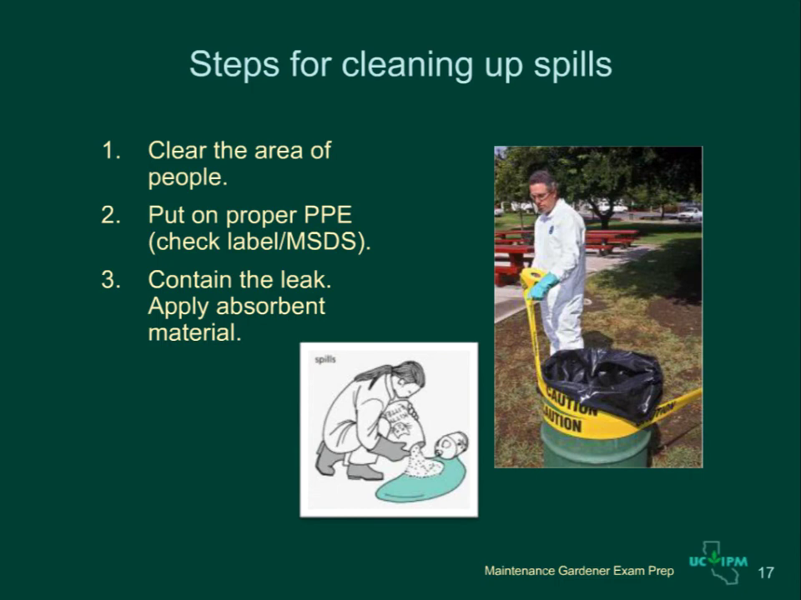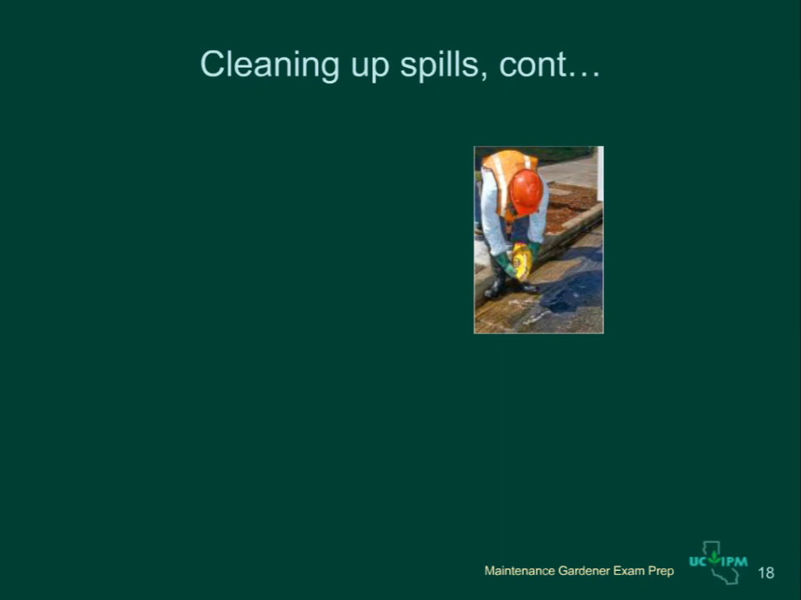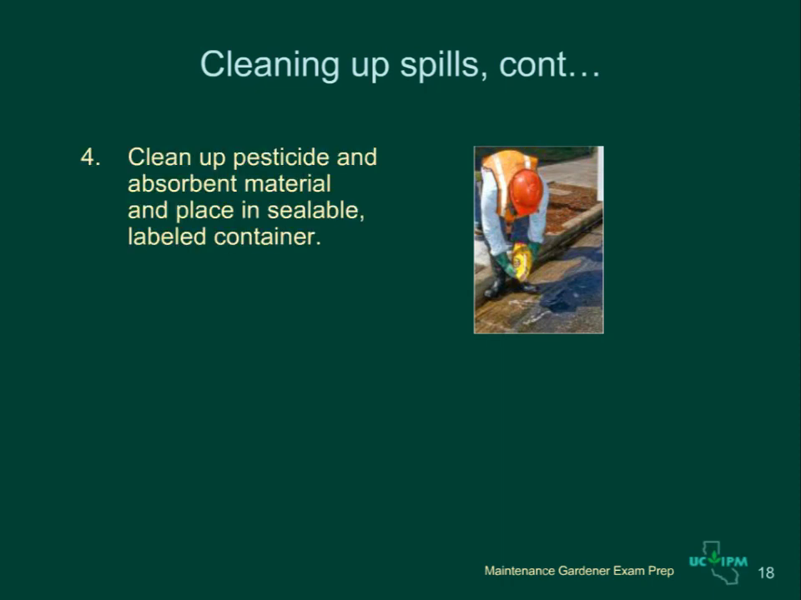Contain the leak. If the material is leaking out of a package, place the package in another container. Prevent the spill from spreading. Starting at the edges of the spill and working inward to the center, apply kitty litter or another absorbent material. Next, sweep up the pesticide and absorbent material and place it in a sealable container and label it. Make sure to label it with the pesticide product name and EPA number.